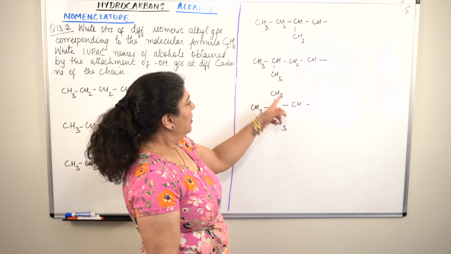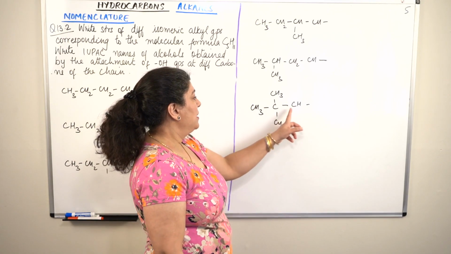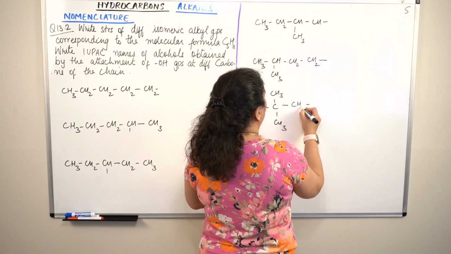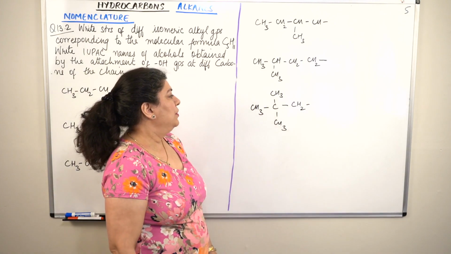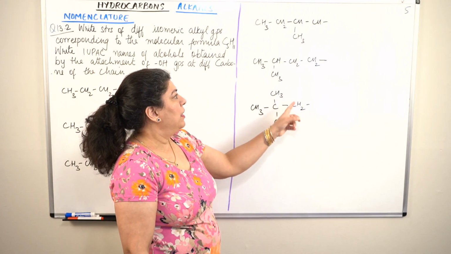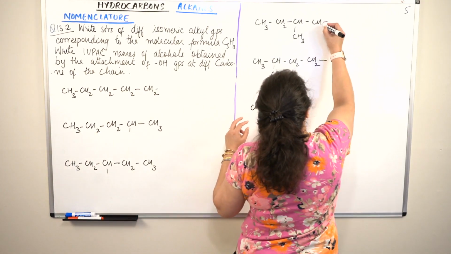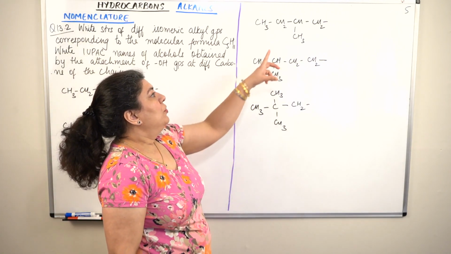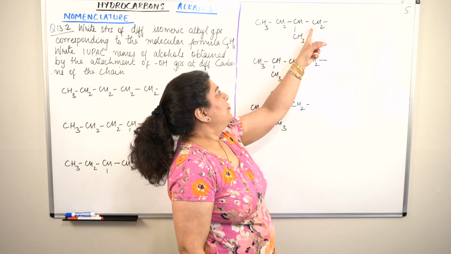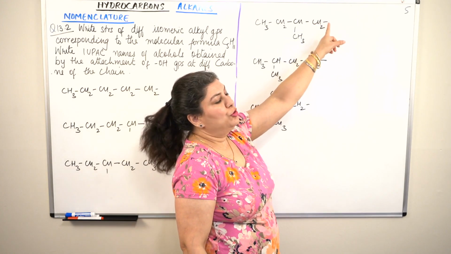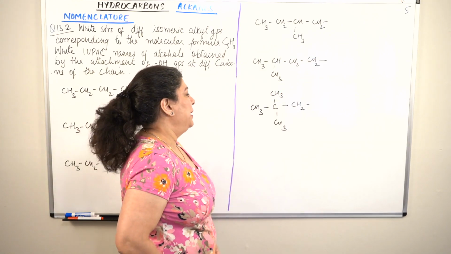You still have 5 carbons? Yes, you still have 5 carbons and 1 hydrogen. Sorry, it will be CH2, CH2, and the free end. Because being the terminal carbon, it should be CH2. Oh, I made the same mistake all over. This should be a CH2 also. So now the carbon here is forming 1, 2, 3 bonds, and the fourth bond should be with the OH that we'll be making later.